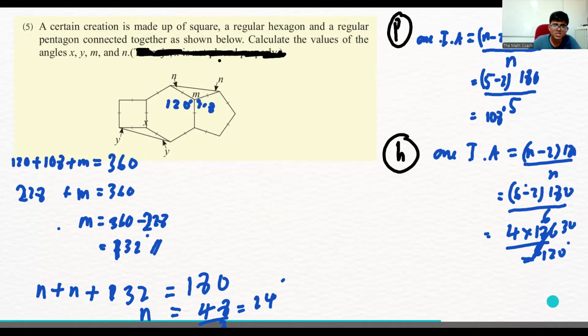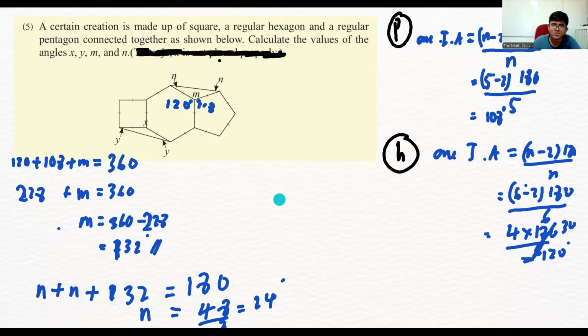Okay, so n is going to be 24, m is 132. We found those. What about x and y? Okay, that's simple as well. So x is going to be right here. You can find x in a similar way as this. So now we can just minimize this as well.